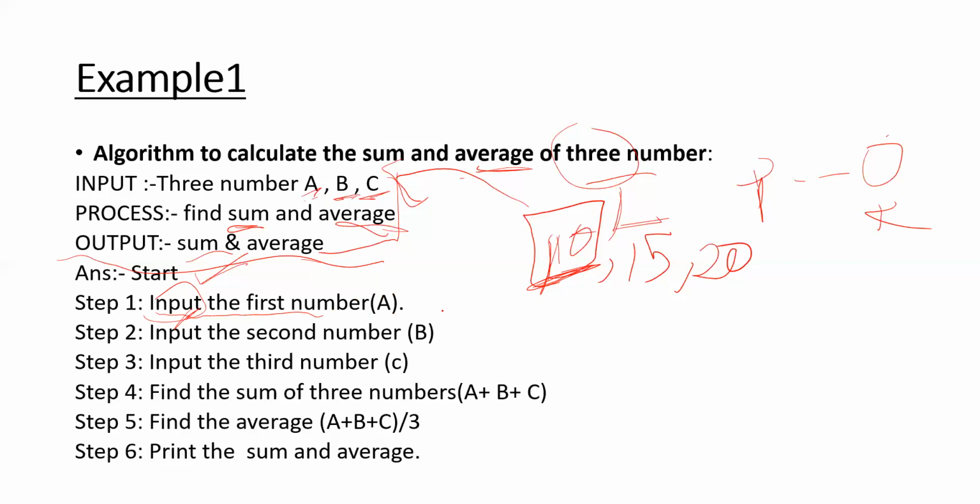Input the second number B, input the third number C. Now you are not acquainted, but still you are able to understand what I want to say. So my question is asking to add 3 numbers and find the average. So 3 numbers means A, B, C that I am adding, inputting.